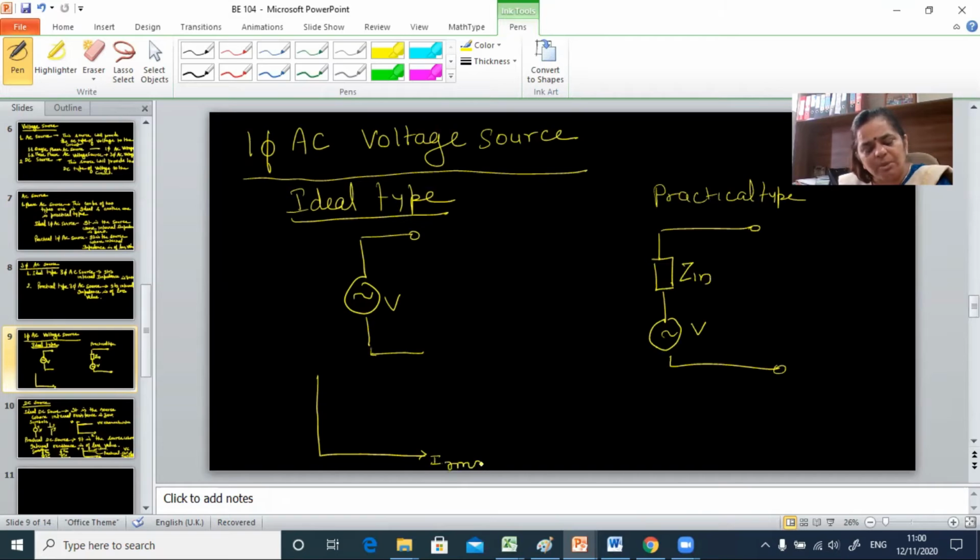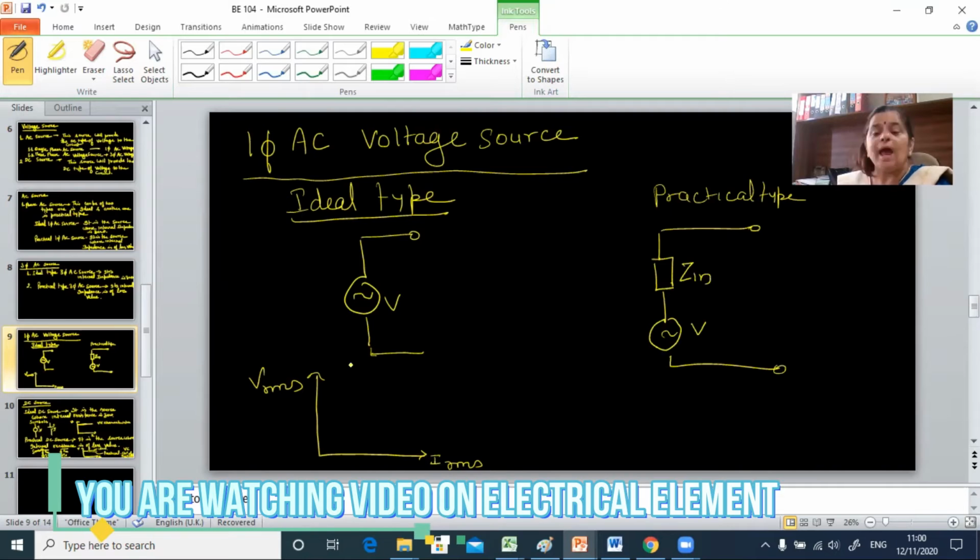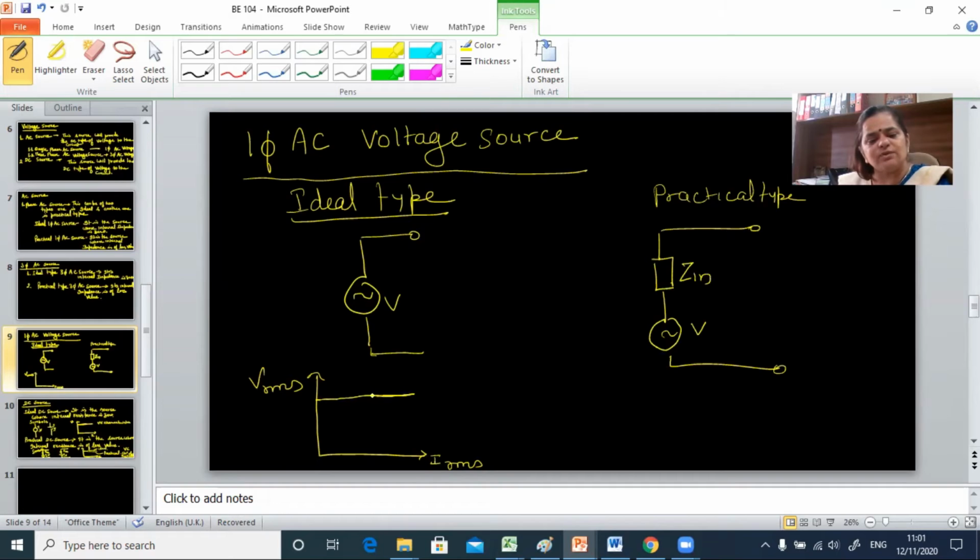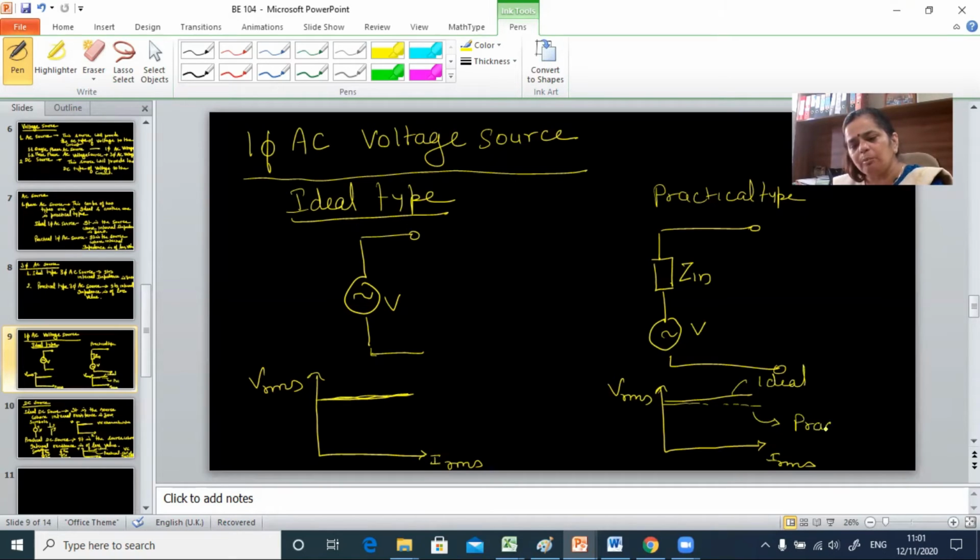Please mind it, this will be IRMS and here it will be VRMS, because in case of AC, as the AC is alternating in nature, we always represent its electrical quantities by its RMS value. So its RMS value will be constant. And in case of a practical source, if I write here IRMS and here VRMS, it will be slightly drooping. So this hard line is for ideal and this dash line is for practical.